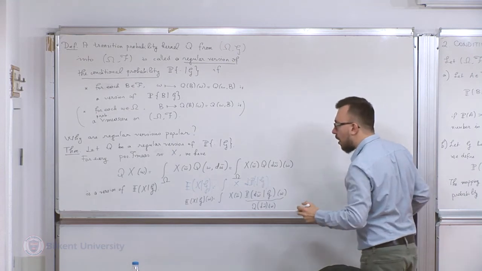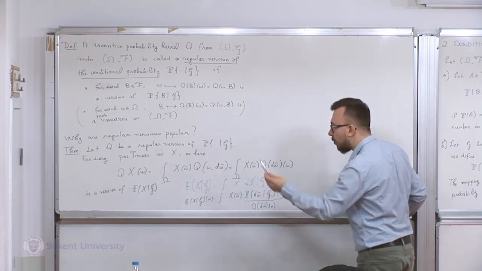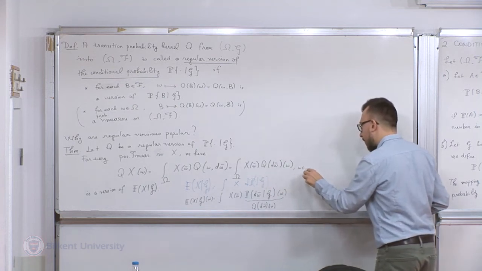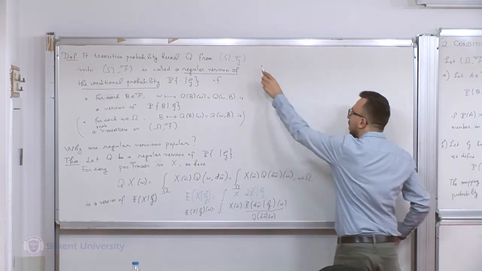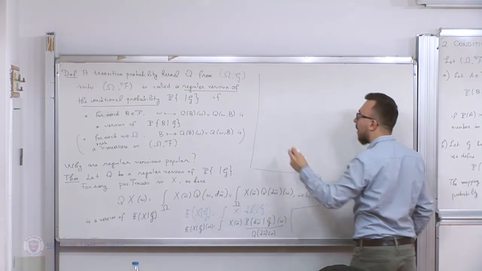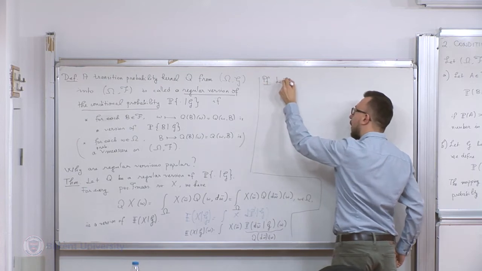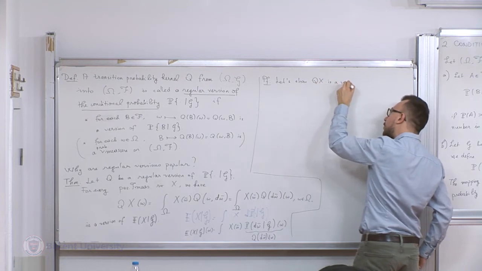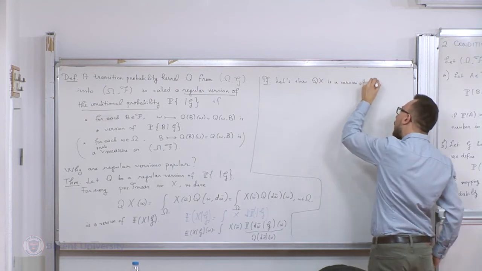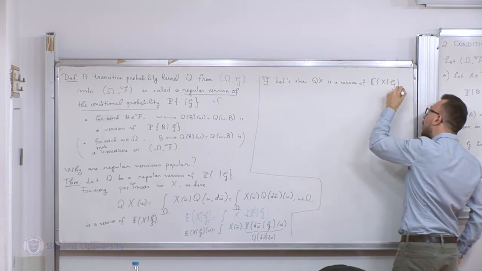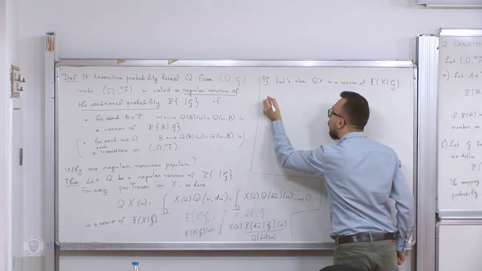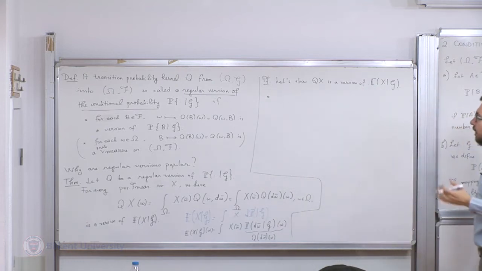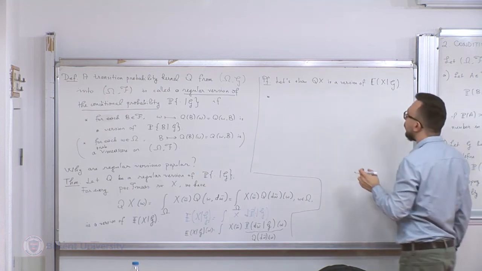So what do we need to show? We need to show that Qx is a version of X given G. So let me say this is for every omega, right? So let's show Qx is a version of X given G. Well, we need to check two things. First is that this must be G measurable. Second is the projection property. So is this G measurable?